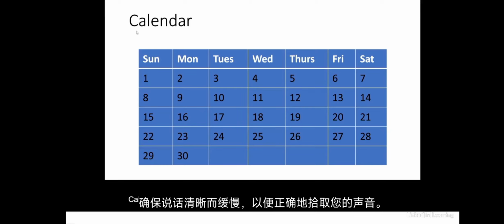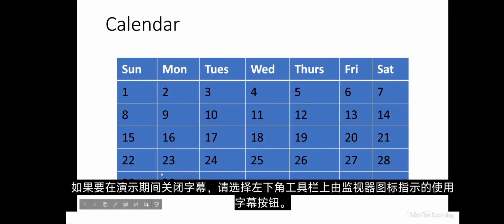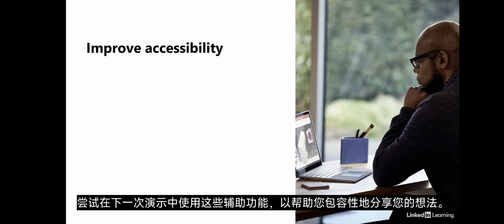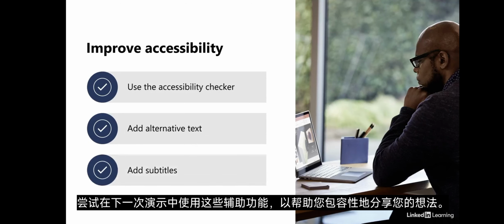Make sure to speak clearly and slowly so that your voice is picked up appropriately. If you want to turn off the subtitles during your presentation, select the Use Subtitles button, indicated by a monitor icon, on the toolbar in the lower left corner. Try using these accessibility features in your next presentation to help you share your ideas inclusively.